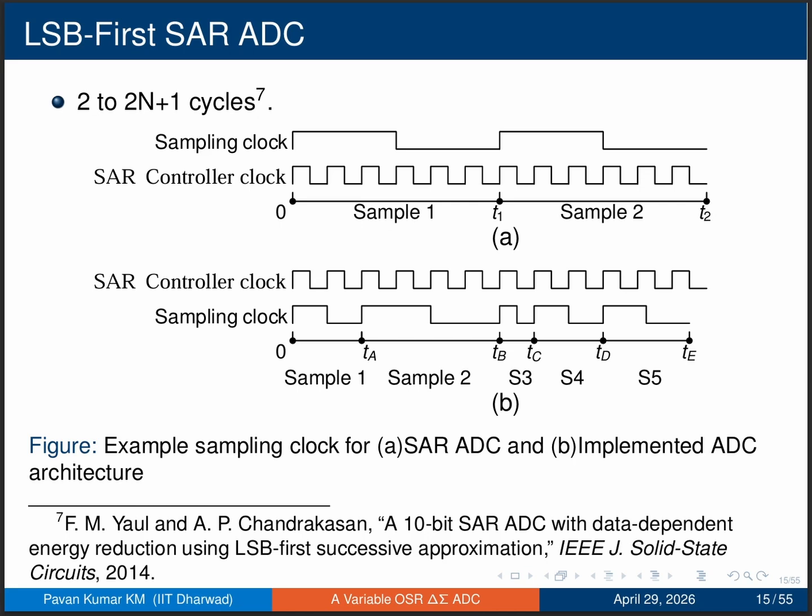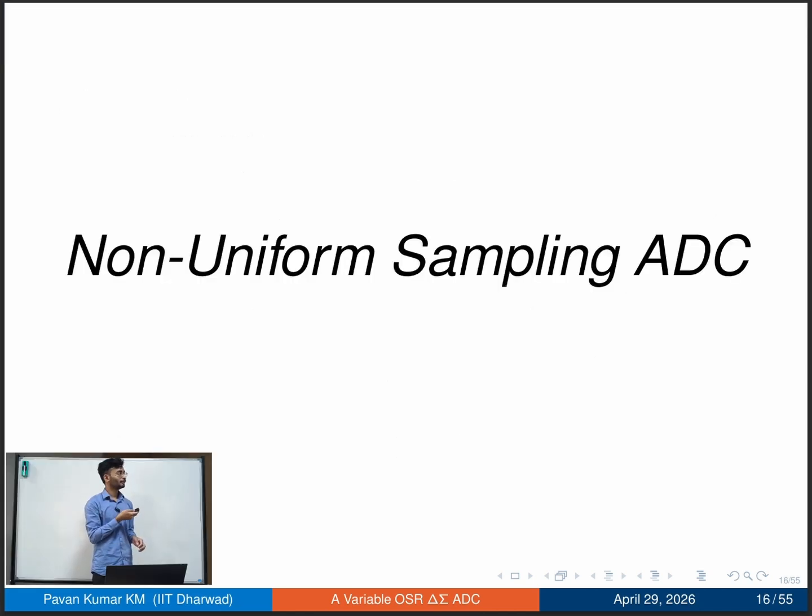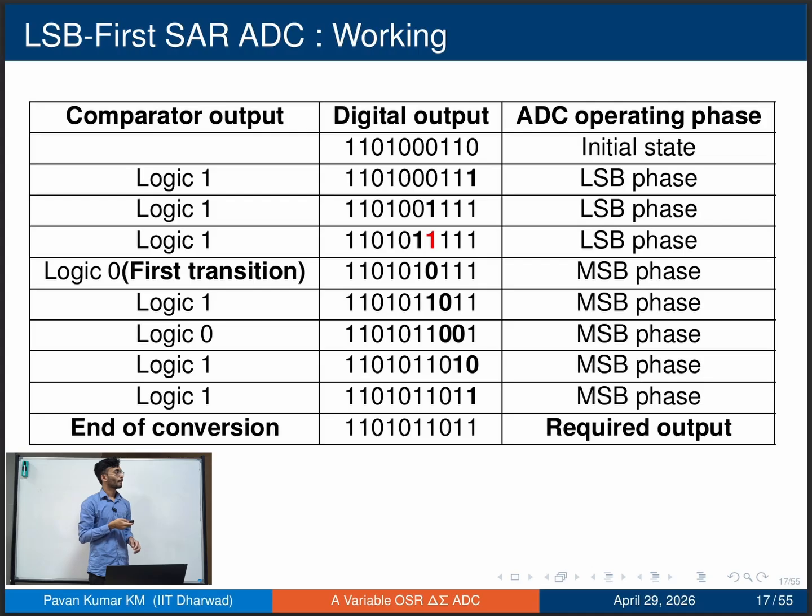So, since each sample will take a different number of cycles for converging to the required output, the period of each sample will be different. This way, the sampling clock frequency becomes variable. That's why this ADC is a non-uniform sampling ADC.